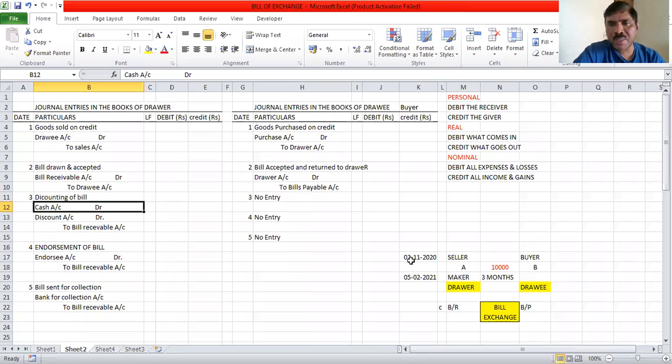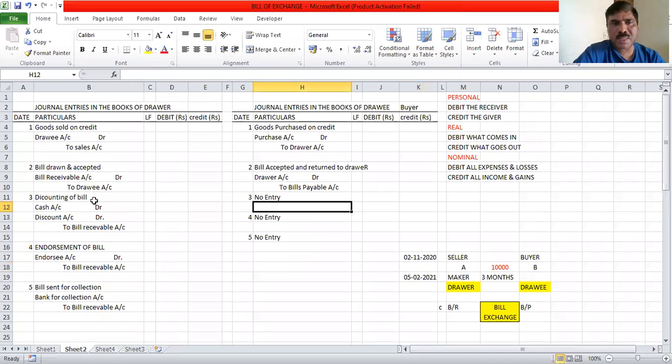On the date of discount, there is no transaction between the drawee and the drawer. This is a transaction between the drawer and the bank. So therefore, no transaction in the books of the drawee in respect to the drawer. Therefore, no entry in the books of the drawee.